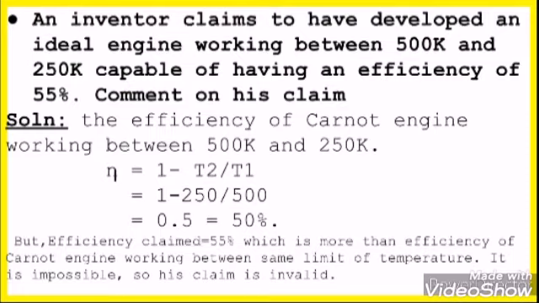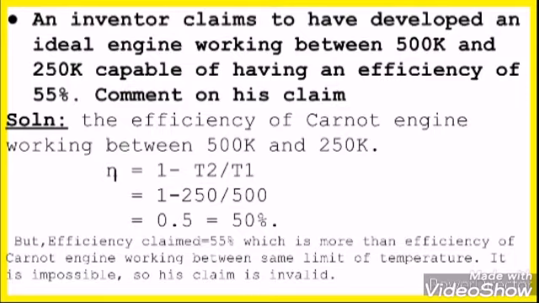So 1 minus 250 by 500 is equal to 0.5, which is nothing but 50%. But an inventor said that the engine is capable of an efficiency of 55%. But by calculating efficiency from the given data, we come to know that eta is equal to 50%.